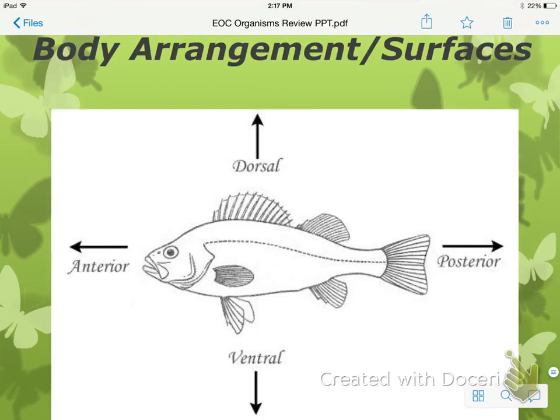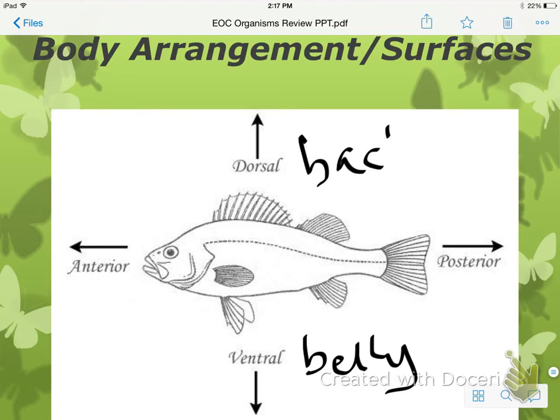All right, so body arrangement. So we have dorsal, ventral, which are opposite. This is easy to remember because most of you think about the dorsal fin of a shark or a whale or a dolphin. It's on its back. Ventral is the belly. Posterior is the butt end or anal end. Anterior is the mouth end or oral end.